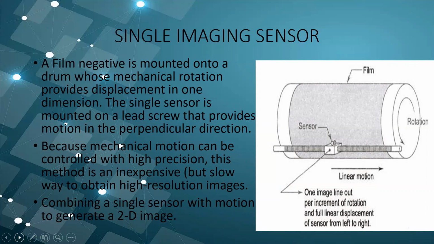You can see in the diagram here, the rotating drum is given a negative film, and the sensor is perpendicular to the rotating film. The drum keeps rotating, and the sensor detects and acquires the image from that. An image line is output per increment of rotation, with full linear displacement of the sensor from left to right.